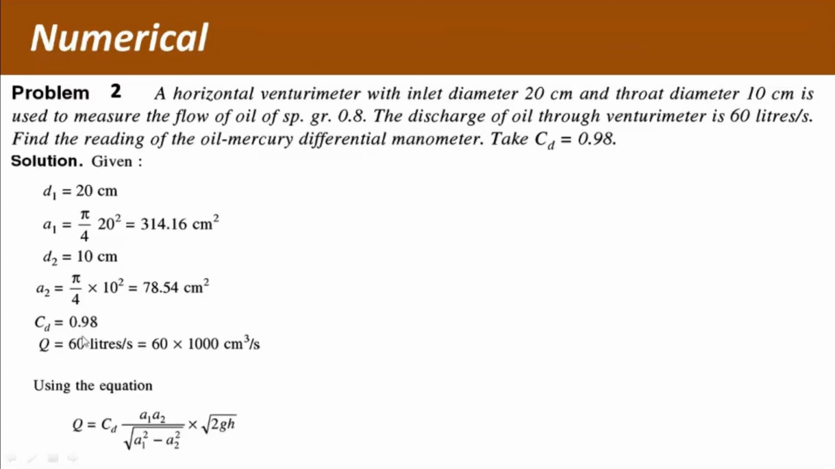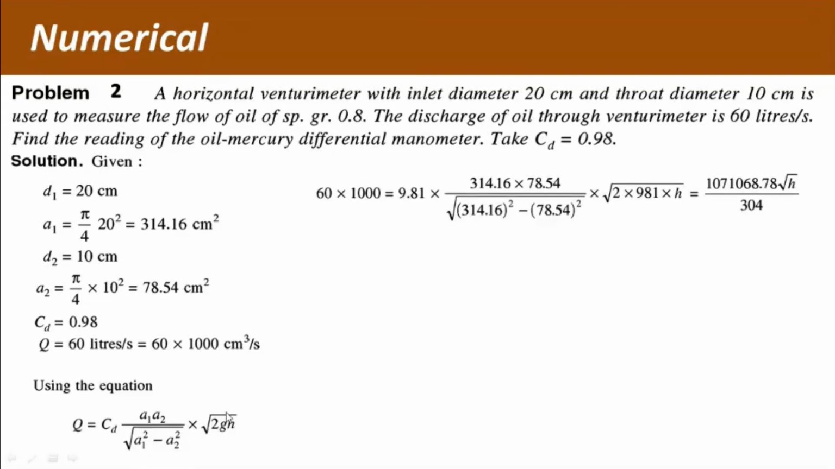Okay, now using the equation, see, problems on this are very simple. You only have to remember one formula. You should remember the formula. So for the Venturi meter, we know the discharge is Q equals CD A1 A2 upon under root of A1 square minus A2 square, into under root of 2gh. Okay, so put all the values. So this is 60 into 10 power 3, so 60 into 1000, Q, that equals CD.